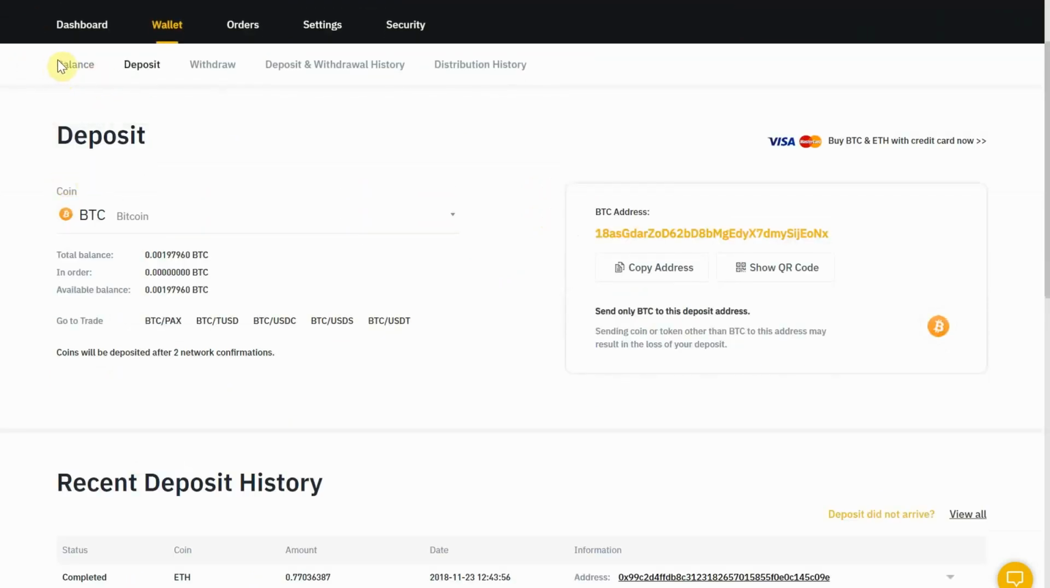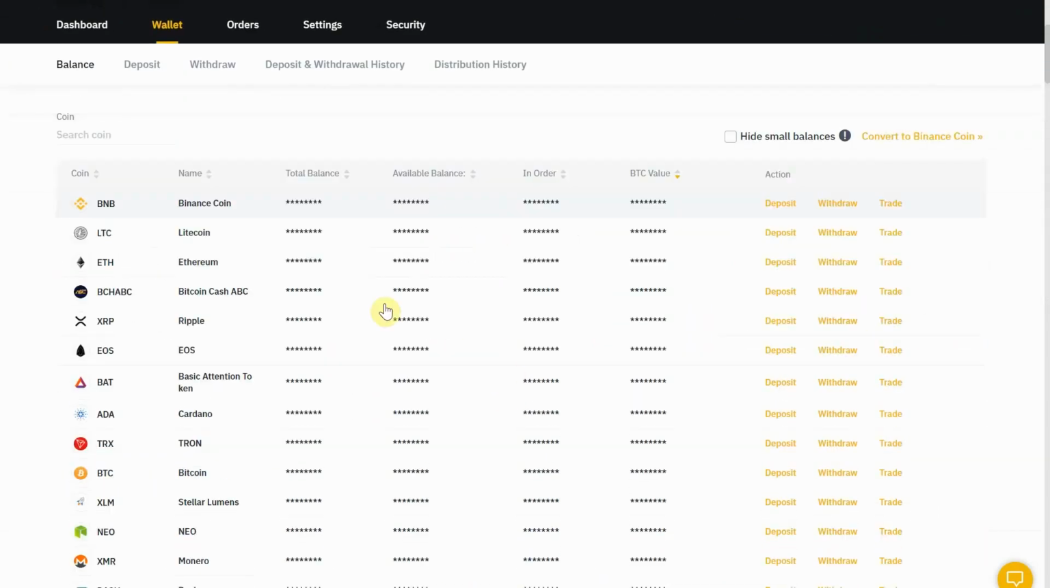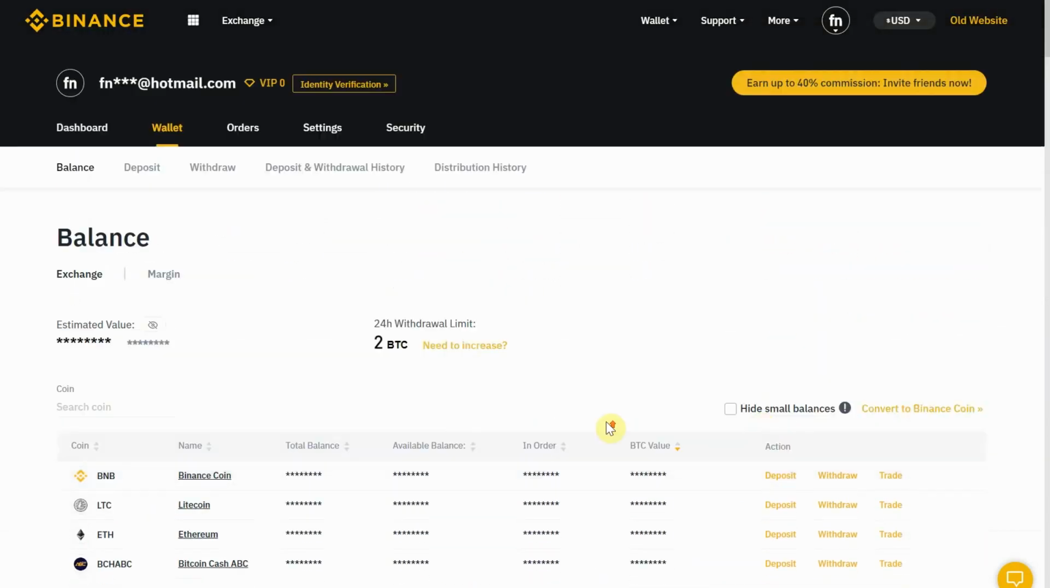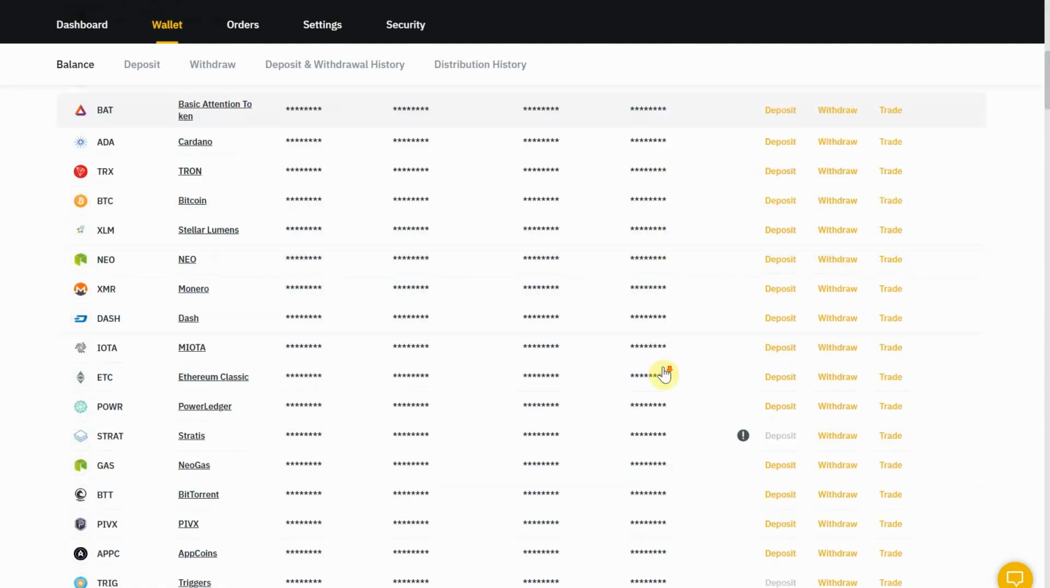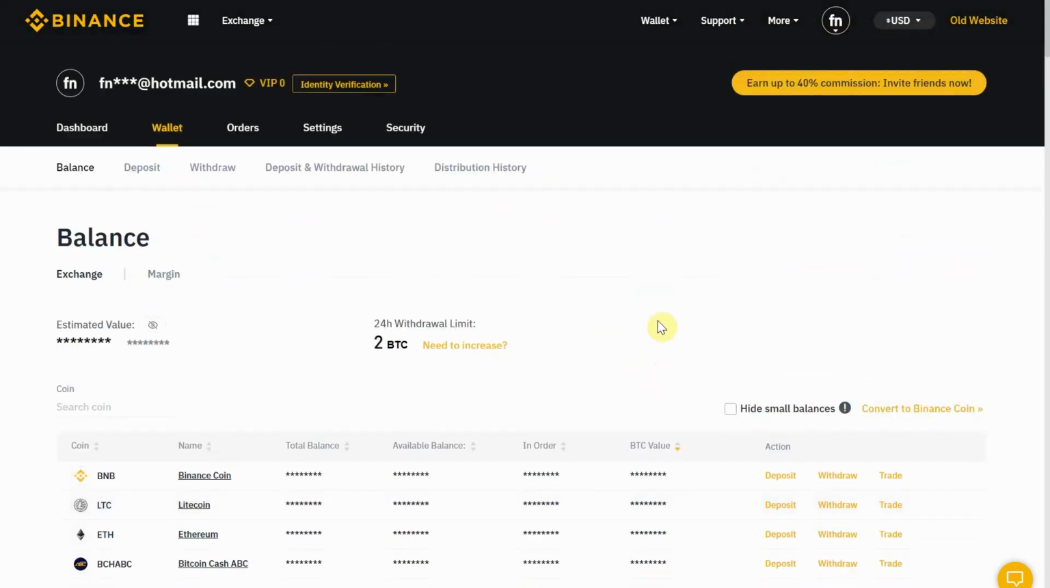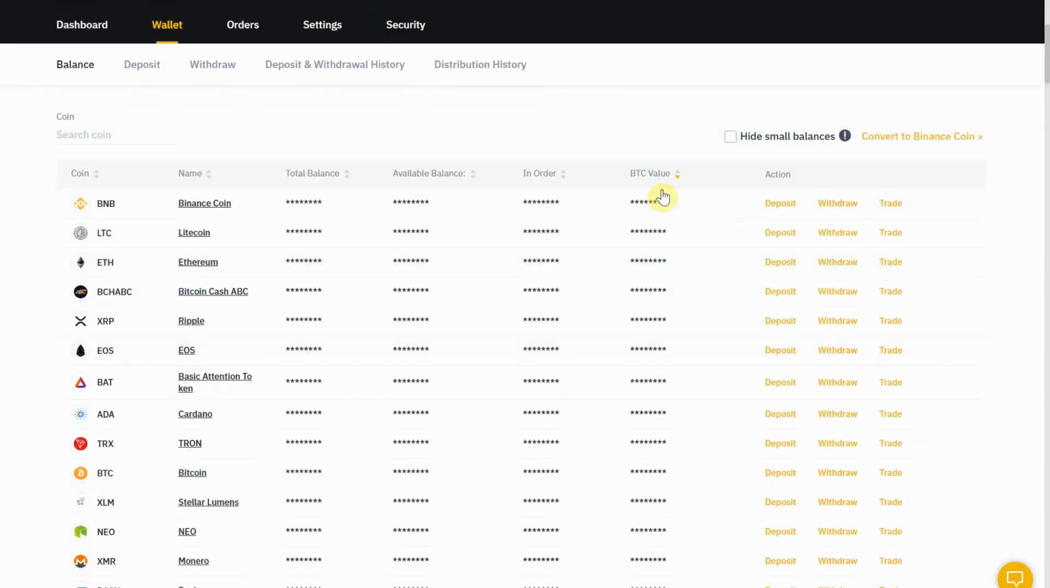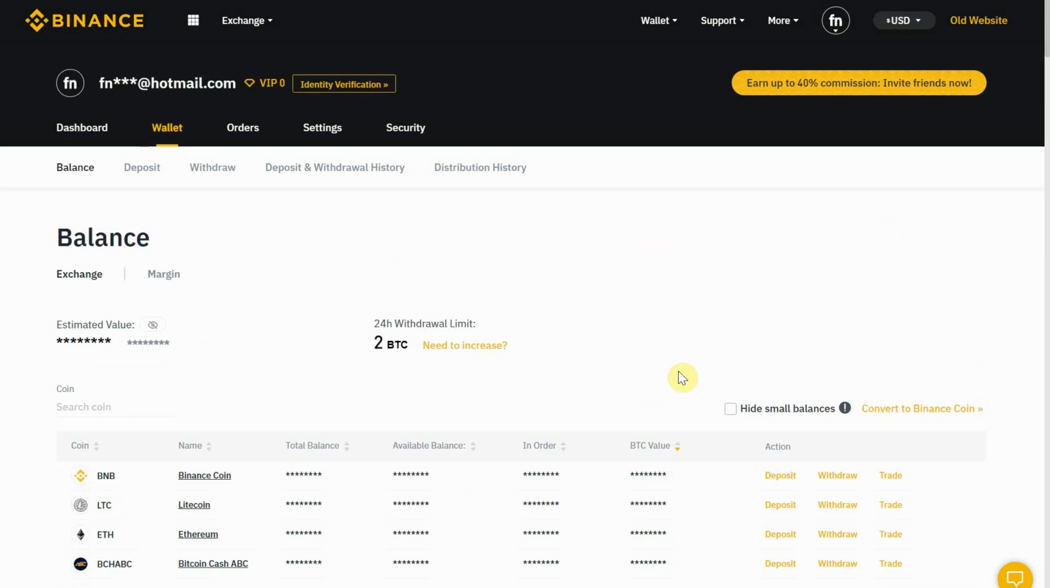And also this page here, the balance, this is where you will see the balance of your coins. How much do you have? How much is it worth? Actually, a nice development that they did with Binance 2.0 is that now you can sort this in BTC value, which for so much time you couldn't basically sort your balances by. It was really annoying, but okay, I digress. Anyways, this is your balance page and this is your deposit page.